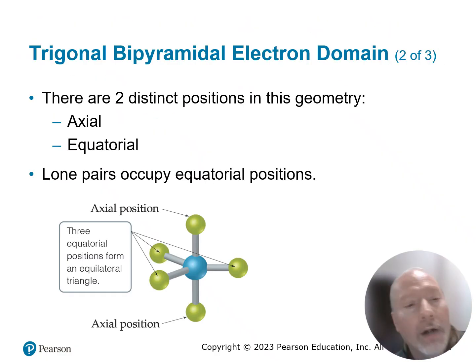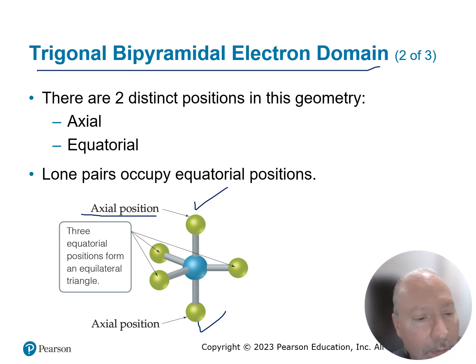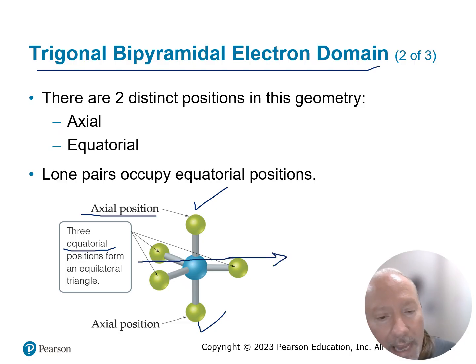Okay, so there are 2 types of positions when we think about a trigonal bipyramidal electron domain. We can look at the axial positions, which just like as a ball spins on its axis, the Earth spins on its axis, it runs vertical. So we have the axial position. It's the vertical position. But then we can also have the equatorial position, and that is going to be more horizontally, right? So just like the equator, it's going to be equatorial.